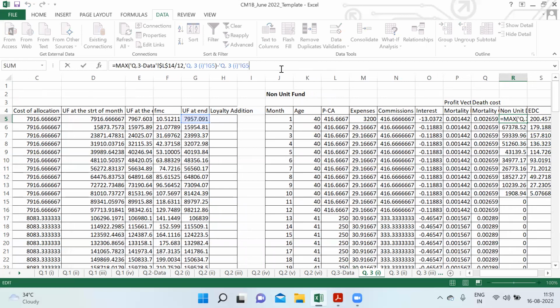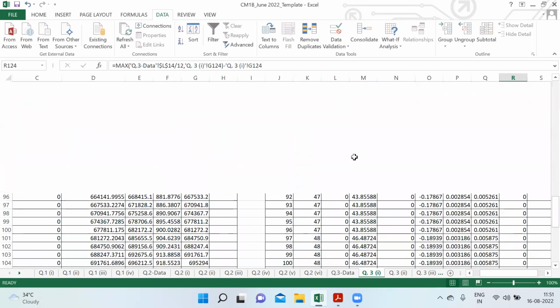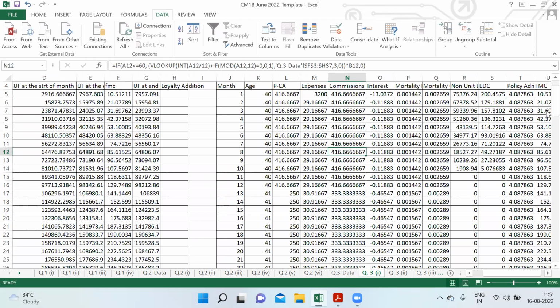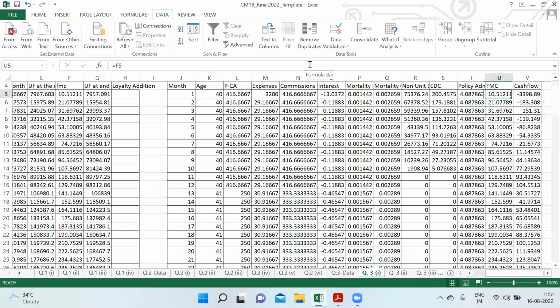Non-linked death benefit is nothing but the maximum of the unit fund, comma, fund value; basically the maximum of sum assured, comma, fund value, where the sum assured is 10 times the annual premium. Since we are doing monthly calculations, we divide the annual premium by 12, and then take the fund value minus the fund value. So these are the values we are left with. Expected death cost is nothing but these values into the probability, 125% of the standard mortality table.